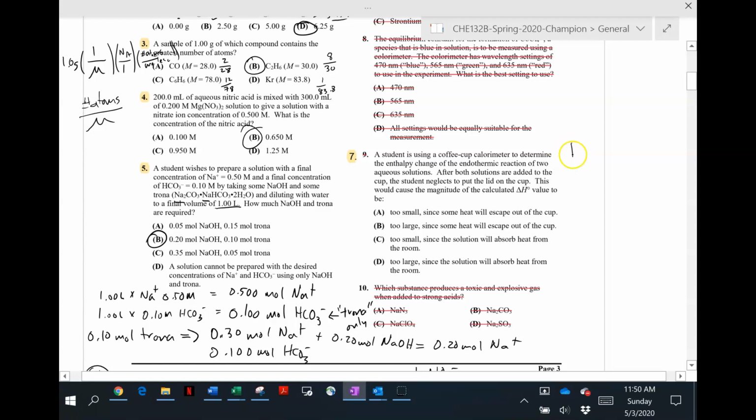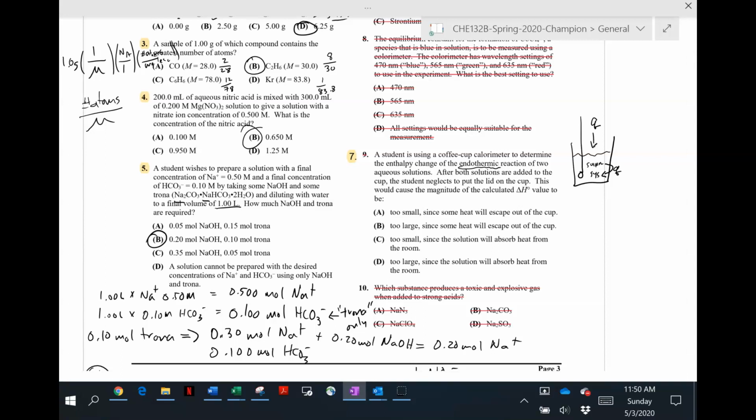All right, so our coffee cup calorimeter, the idea is that no heat's going to get in, no heat's going to get out. And everything we see is going to go from the system to the surroundings. And this is described as an endothermic reaction, which means that heat is going to flow from the surroundings. Q is going to go from the surroundings to the system. So the temperature of the solution is going to go down. Now, if we neglect to put the lid on, that means that heat from outside can go in and restore some of the heat that's in the solution.